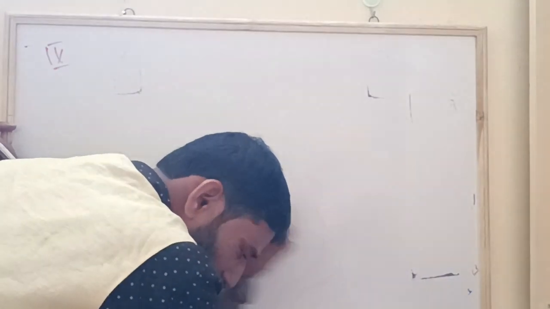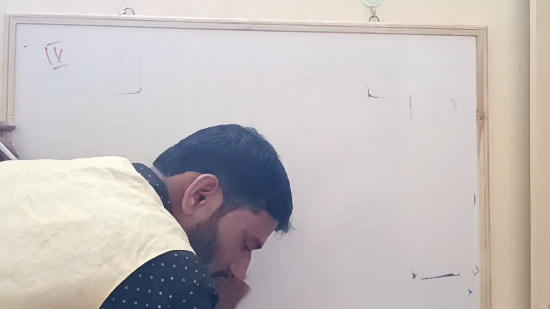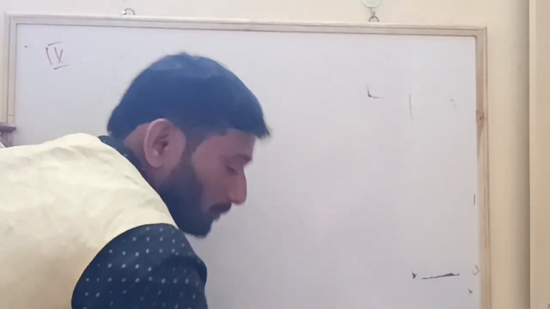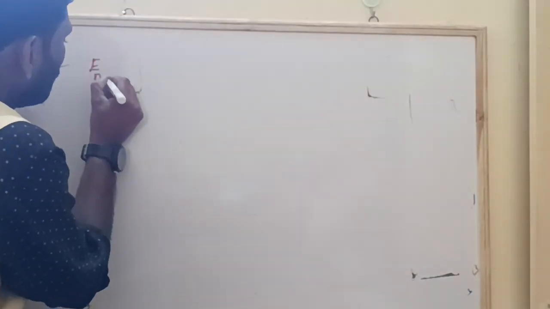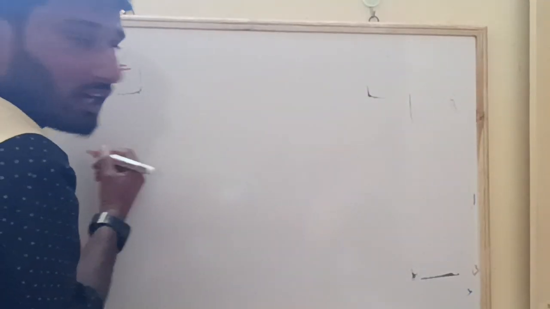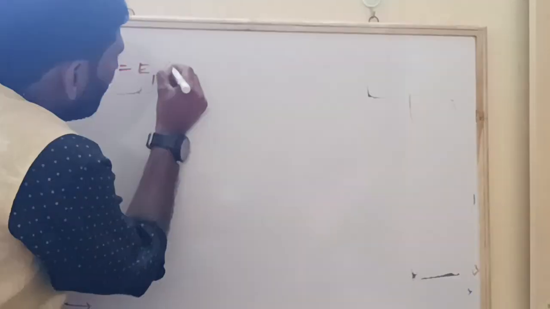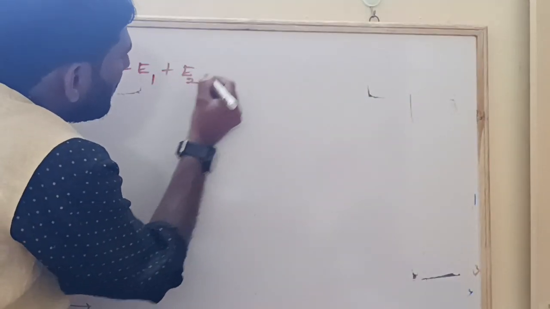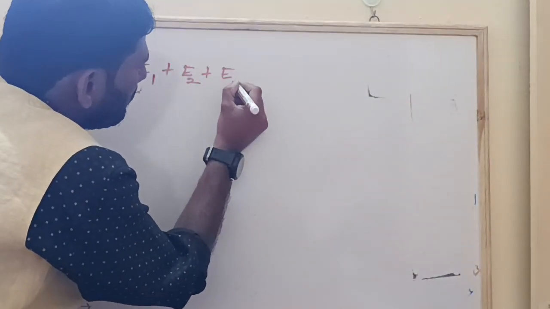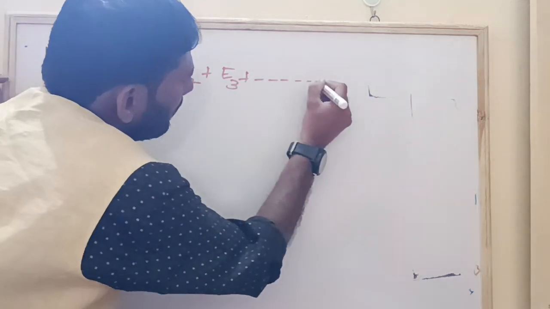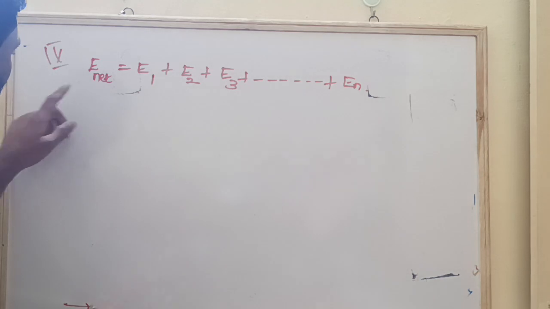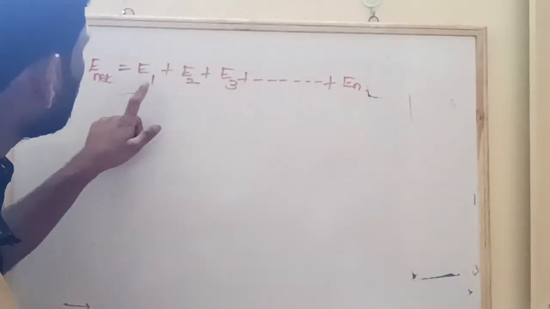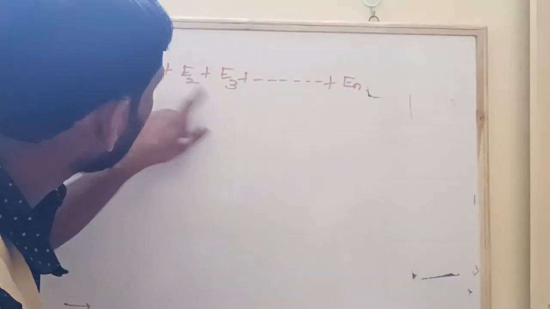First question: find the resultant electric field due to a system of charges using the superposition principle. The superposition principle states that the net electric field, E net, is equal to the sum of the electric fields due to individual charges: E1 plus E2 plus E3 plus etc. up to En. The net electric field due to a system of charges is the sum of the electric fields due to individual charges.